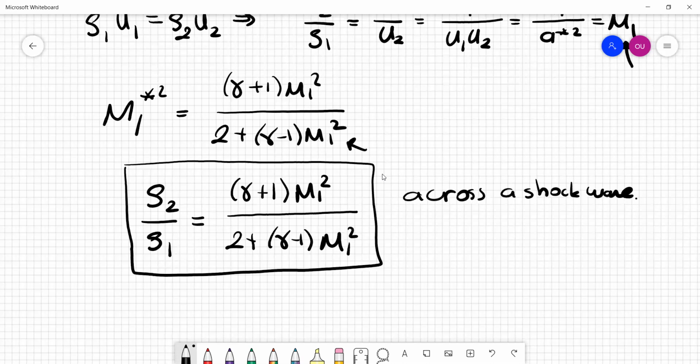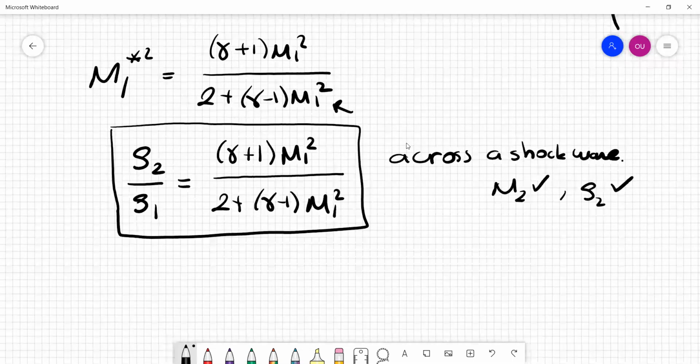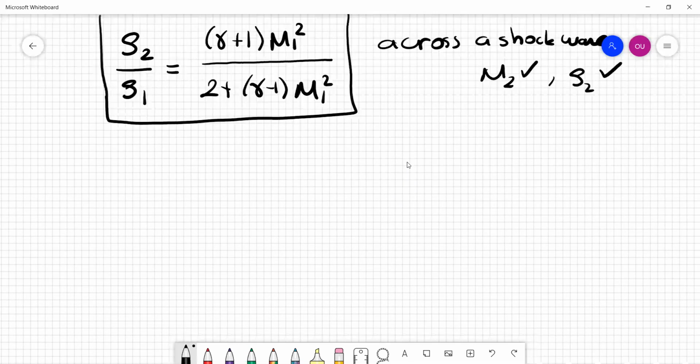I know how to calculate M2 at this stage after the shock wave. I know how to calculate rho 2 after the shock wave, of course, given rho 1. I'm assuming the before-the-shock-wave conditions are given. So I know how to do that. What about the others? Pressure, for example. So for that, now we make use of the momentum equation.